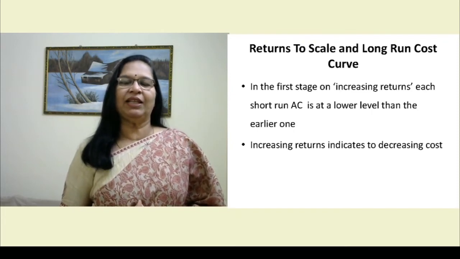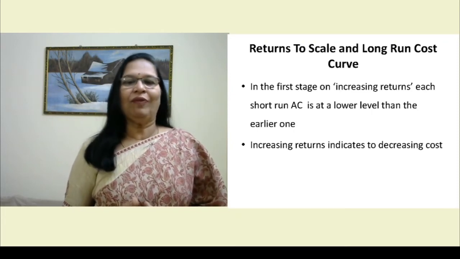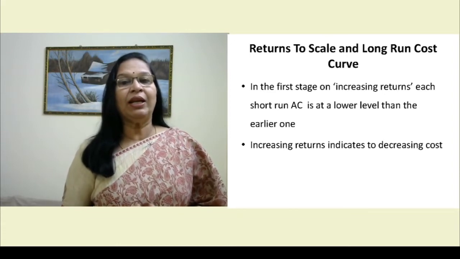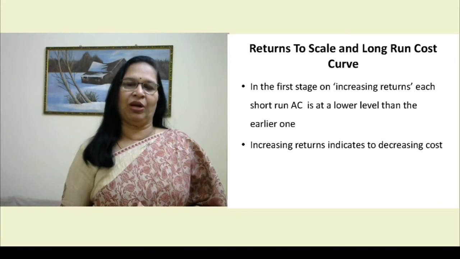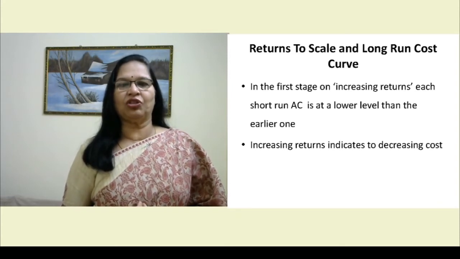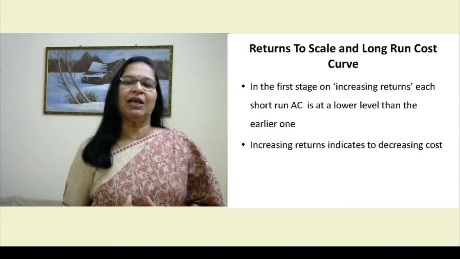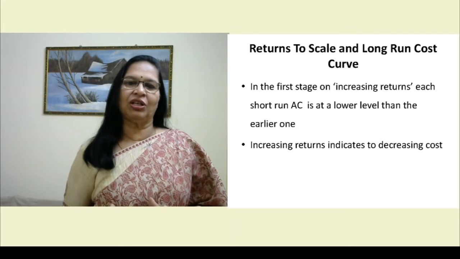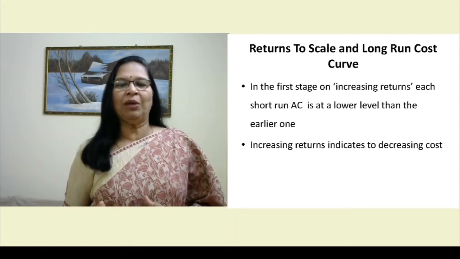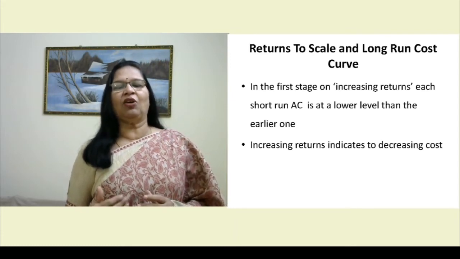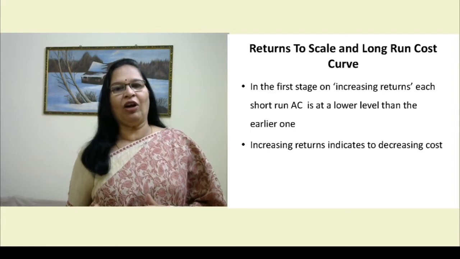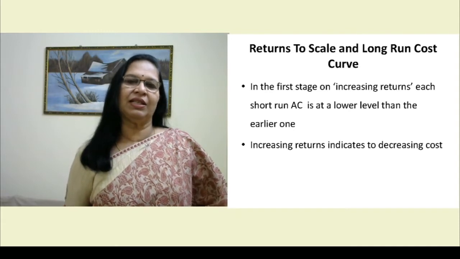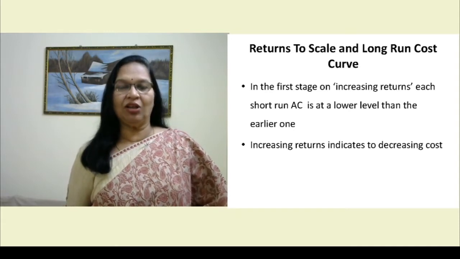Now, let me take the increasing returns to scale. When we discuss increasing returns to scale, we are also talking about decreasing cost of production or falling cost of production. This happens when the individual short-run cost curves will be one below the other, indicating that the cost curve is actually falling, or the cost of production is actually falling. So increasing returns indicates decreasing cost.